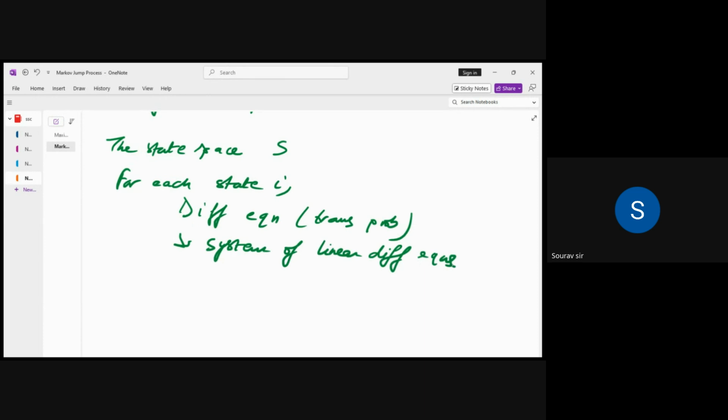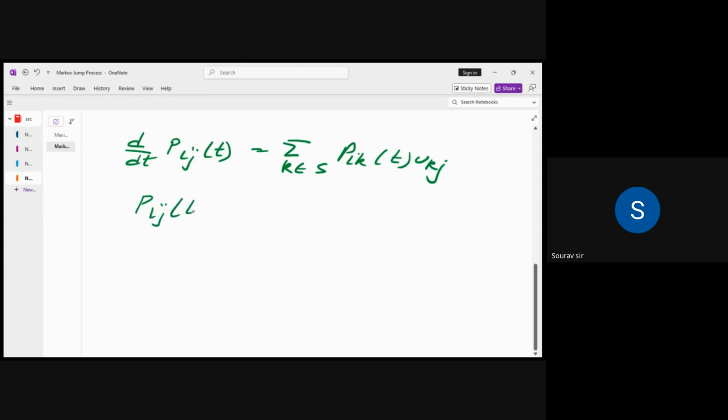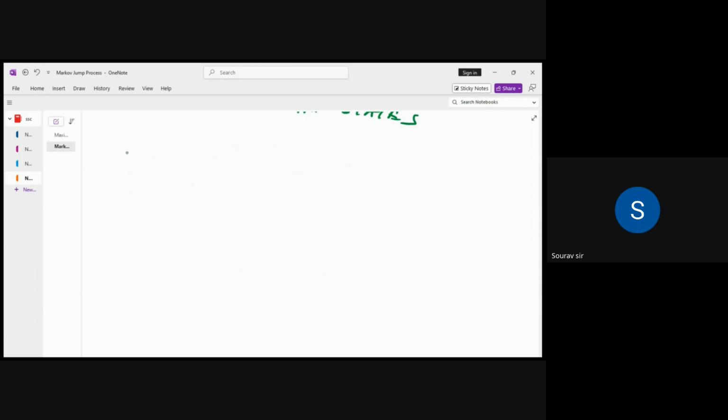This can be written as d/dt of P_ij(t) equals the summation over k of P_ik(t) u_kj. Here P_ij(t) represents the probability of moving from state i to state j by time t, and the sum accounts for all the possible intermediate states k.